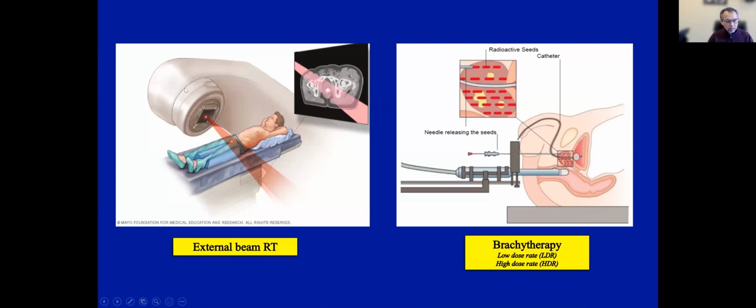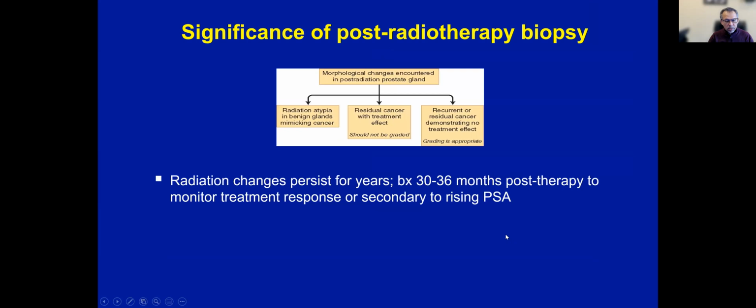Radiation can be typically of 2 types. It could be external beam radiation therapy, with a focus on the prostate organ with a targeted type of radiation treatment. But often you also have patients in which radiation seeds are put systematically within the prostate, which is known as brachytherapy, which can be either low dose rate or high dose rate. Low dose rate is frequently utilized as a part of brachytherapy. In this type of treatment setting, radiation changes can persist for many years. Biopsy is typically done 30 to 36 months post-therapy, either to monitor the treatment response to see whether there has been adequate response, or sometimes because of rising PSA.